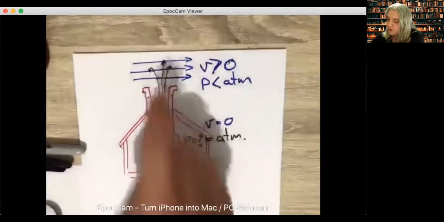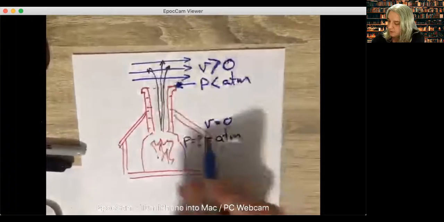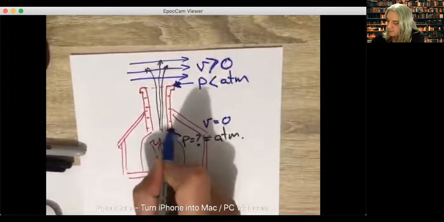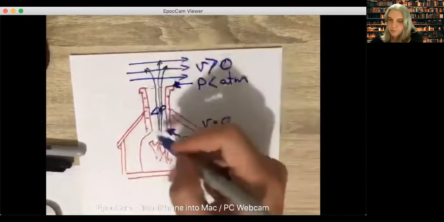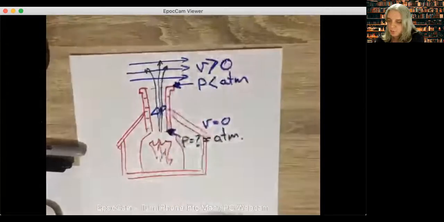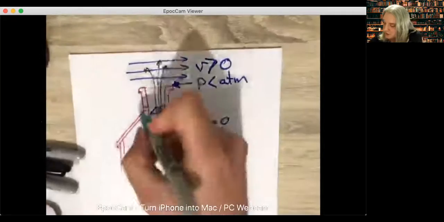So now we've got pressure less than atmospheric here, and we've got atmospheric pressure here. So we have a pressure difference. There is a difference in pressure between the bottom and the top of the chimney, and that means that we are going to get a net force upwards, right?